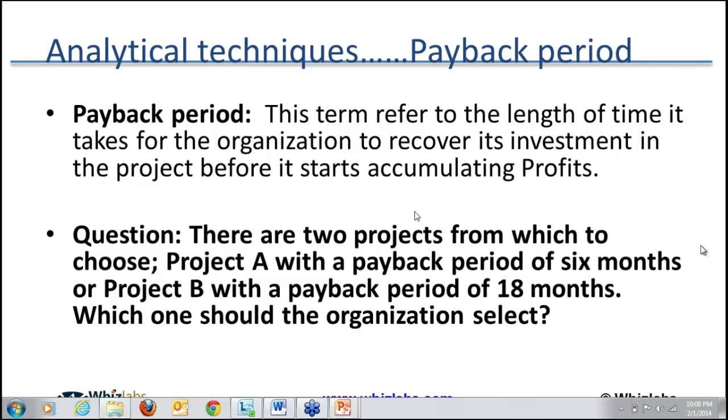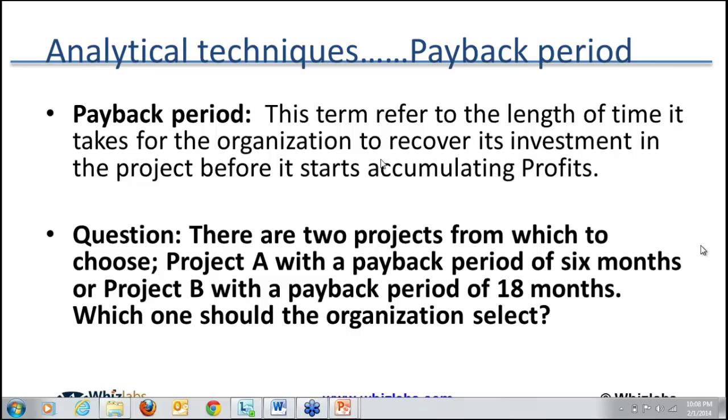Thanks, Adeyemi. Really sorry if I'm not able to pronounce your name correctly. This term refers to the length of time the organization will take to recover its original investment. So if the organization is spending $200 million, when is the earliest the organization will get the returns from that particular investment? That's the concept of payback period.